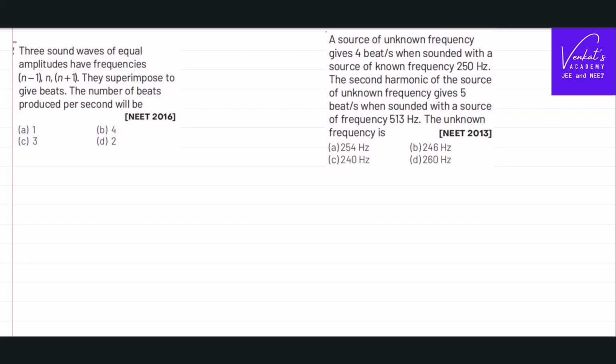Here in this video, we are solving two problems based on the concept of beats. Let me start with the 2016 question. It says, three sound waves of equal amplitudes having frequencies n minus 1, n and n plus 1 superimpose to give beats. How many beats are heard per second? Let me solve this question first, then I will go to the next question.